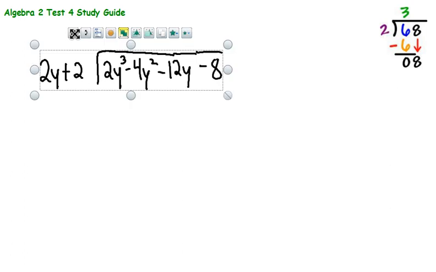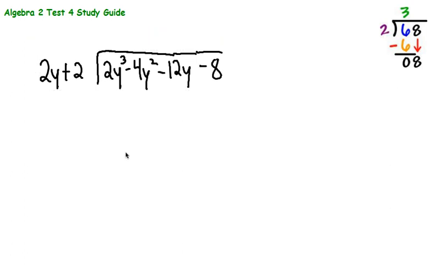All right, so again, the key on this one is first and first. First on what on top can I multiply by to make the first thing on the outside multiply to the first thing on the inside. So I'm asking myself, what times 2y? And again, don't look at that 2, don't look at any of this other stuff. Just focus on this. What times 2y would make 2y cubed? Well, that would be y squared.